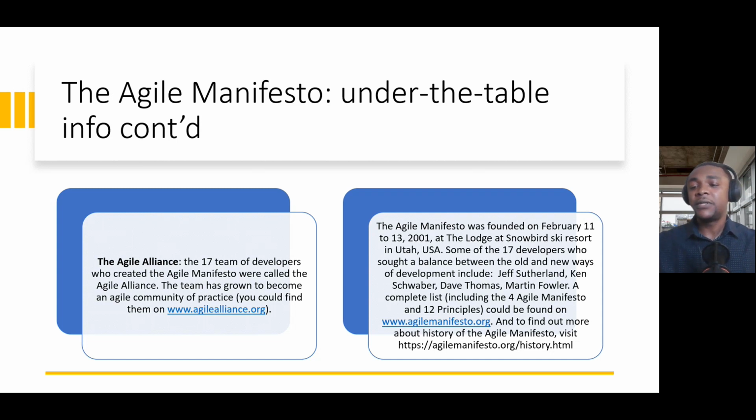Okay, I already mentioned these 17 group of persons. Perhaps you have heard about the Agile Alliance, right? Perhaps you have come across agilealliance.org, which is a website, a nonprofit community of practice that has grown to over 1,000 or lots of persons, right? But how does that come into existence? The Agile Alliance was originally made up of the 17 group of software developers who started Agile, right?